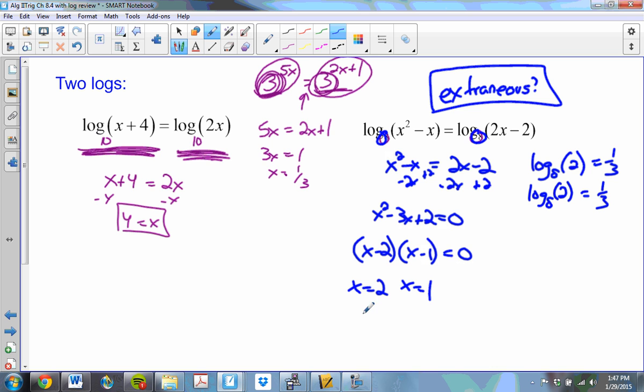So this one's good. If I plug in a 1, I get log of 0, and I can't actually have a log of 0. 0 is not in our domain. Remember, these graphs have vertical asymptotes. 0 doesn't fit in the domain, so this one doesn't actually work. That's my only solution.